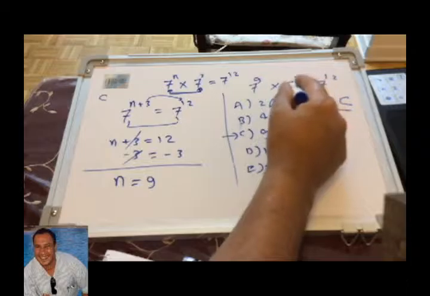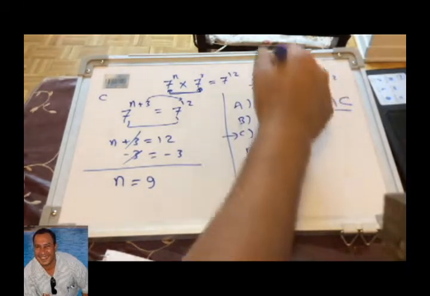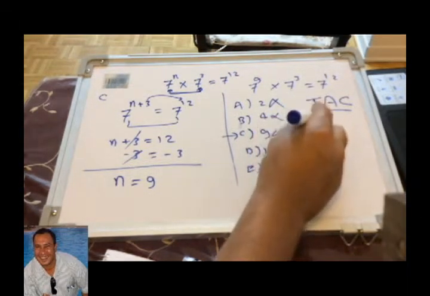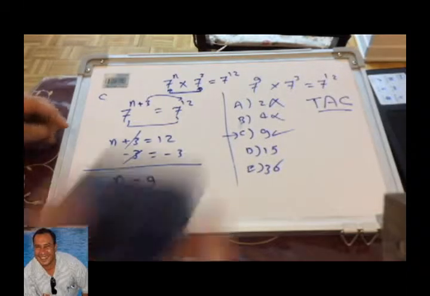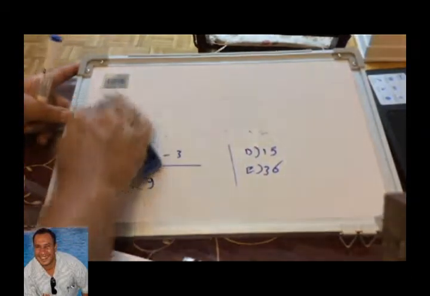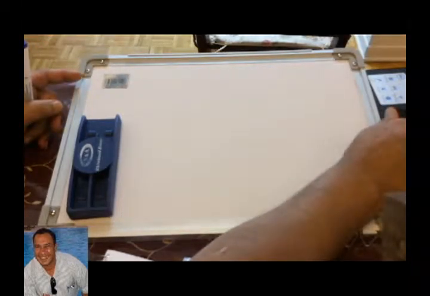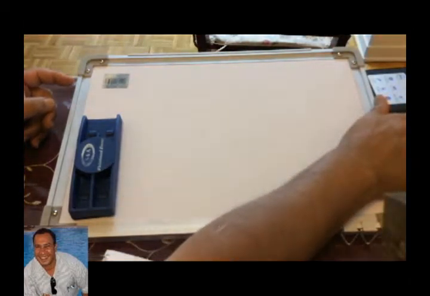As we said before, when you want to test answer choices, start with the middle one, 9. 7 to the power 9 multiplied by 7 to the power 3 equals 7 to the power 9 plus 3, which is 12. 7 to the power 12 is equal to 7 to the power 12. So this is the correct answer. Okay, so the answer to problem number 4 is 9.